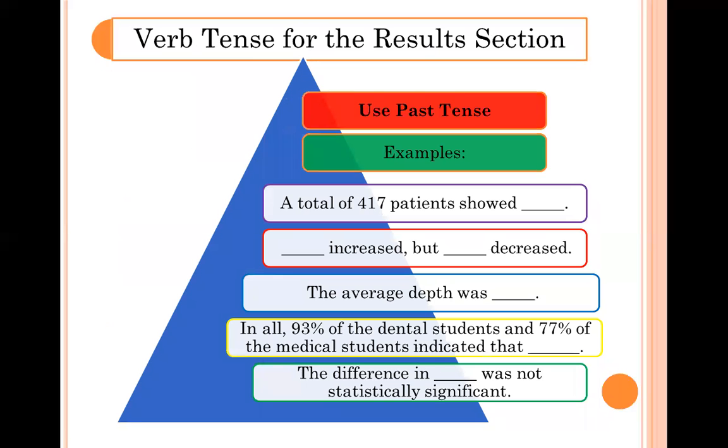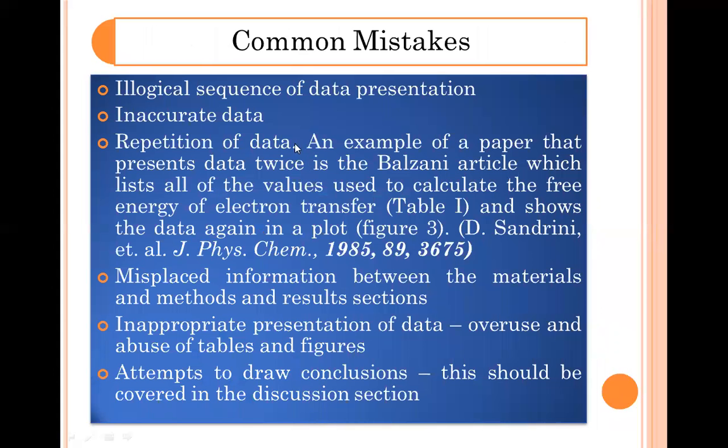And when you're presenting the results, you're supposed to use past tense. For example, you can say a total of so-and-so patients showed an increase, a decrease, the depth was. So use past tense. Then what are the common mistakes that happen in the result section? Sometimes, illogical sequence of data presentation.